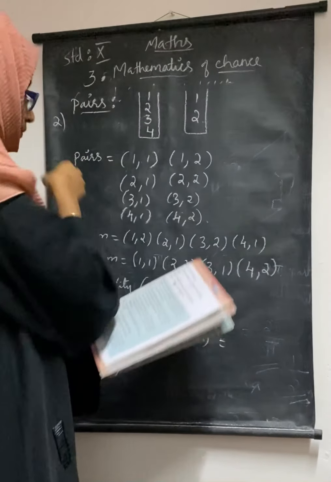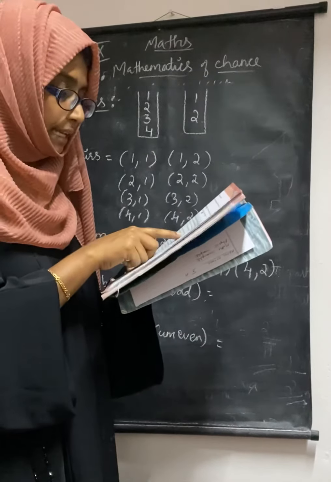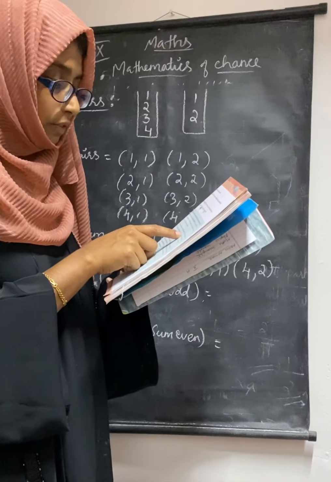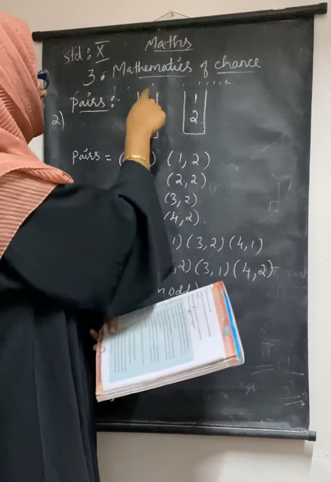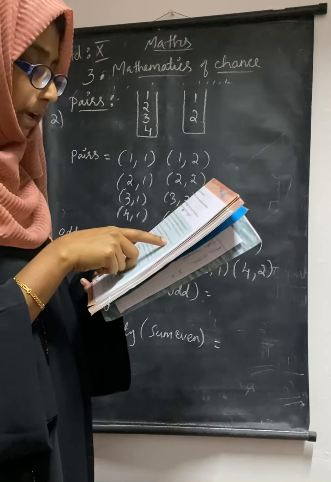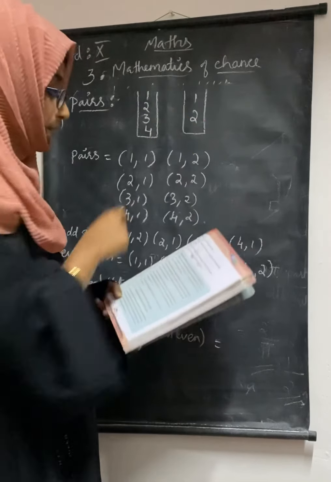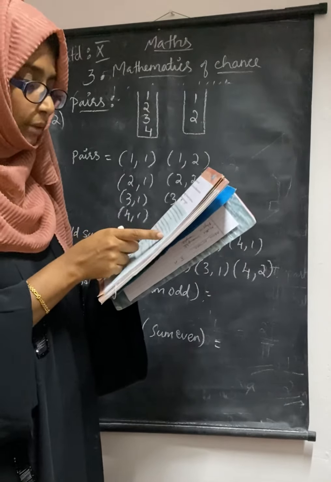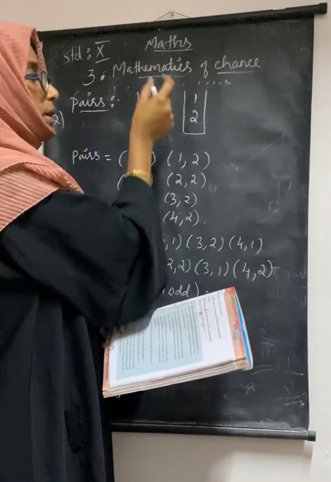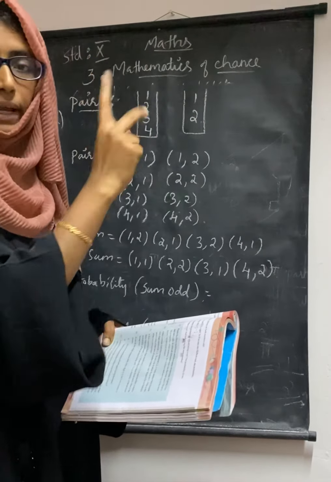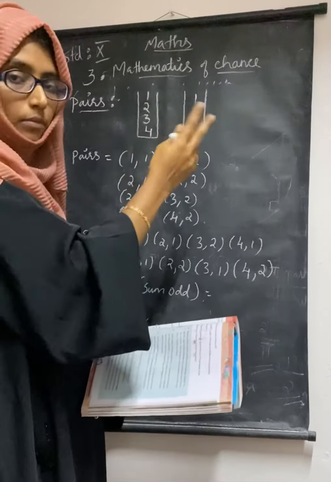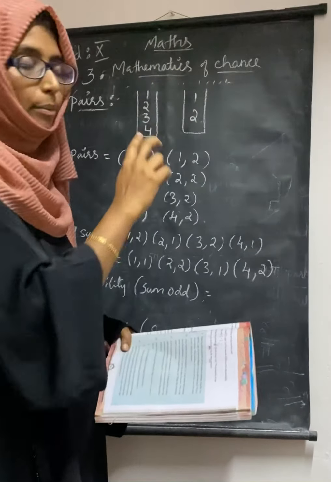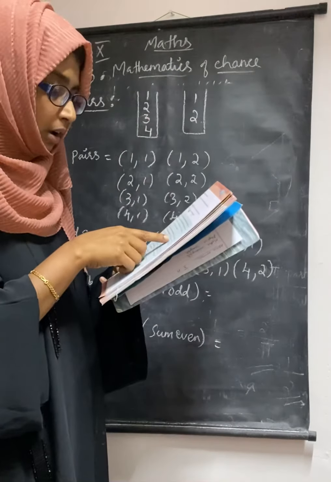Second question. A box contains 4 slips numbered 1, 2, 3, 4. You can see one box, 1, 2, 3, 4. 4 slips are there. Another box contains 2 slips, 1, 2. Like this you have. If one slip is taken from each, I am taking one slip from here, one slip from here. So like that one pair you can form at a time. One slip from here, one slip from here. So one pair you can form.